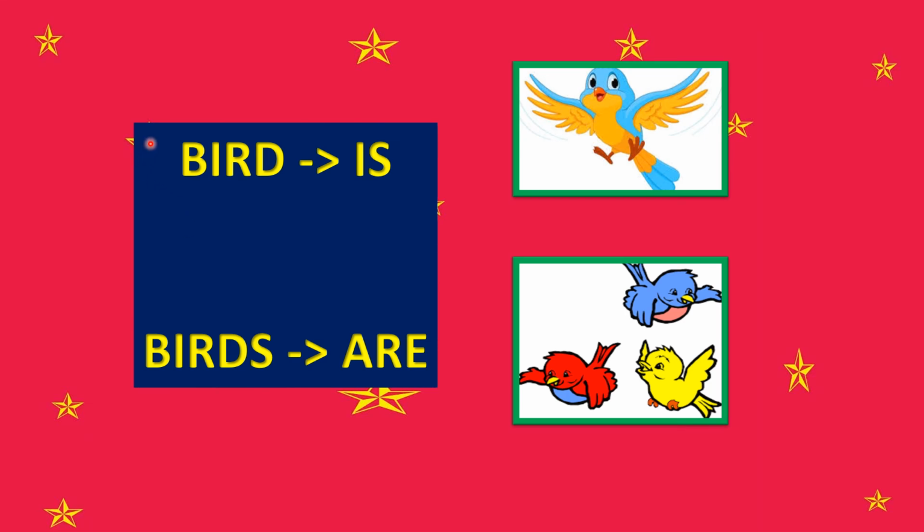So look at here children. Look at these words. B-I-R-D, bird. Bird. Can you find here S? No. So we will write I-S, is. Why we have written here is? Because the bird is only one. One bird. Why one bird? Because no S. So we will write is. Okay?